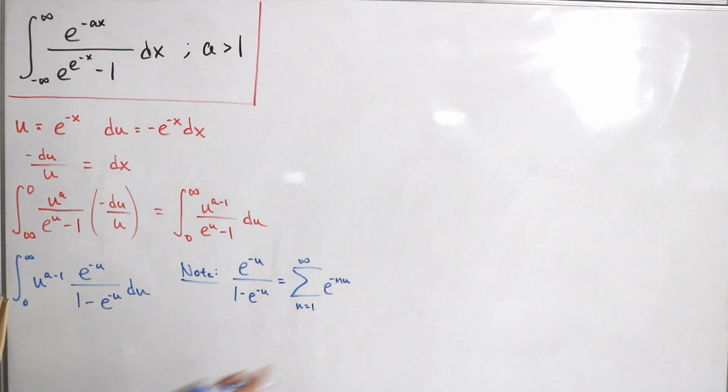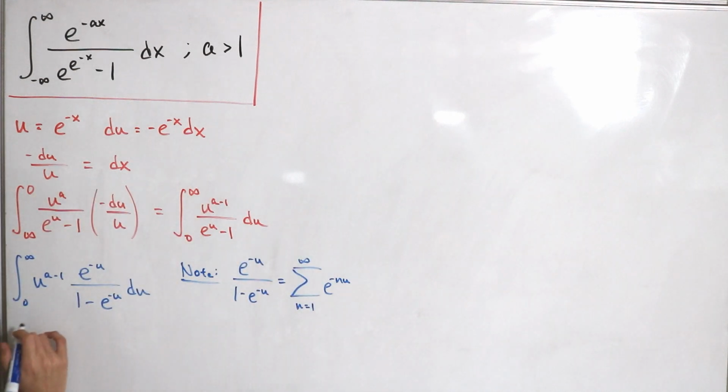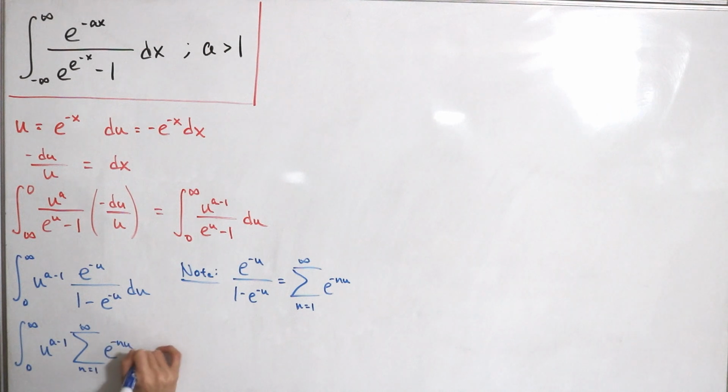So that's great. And it also falls with that absolute convergence, so I can actually put that outside of our integral. I'll slow it down a bit. From 0 to infinity of u to the power a minus 1, multiplied by the substitution of that infinite sum over here. So this will be e to the negative n times u, then du.